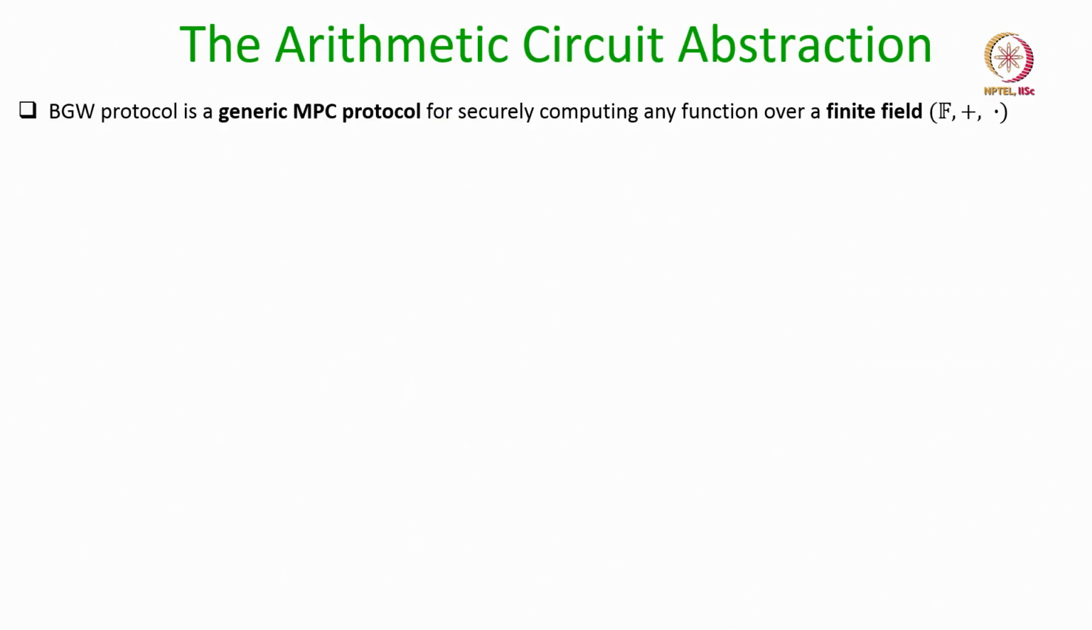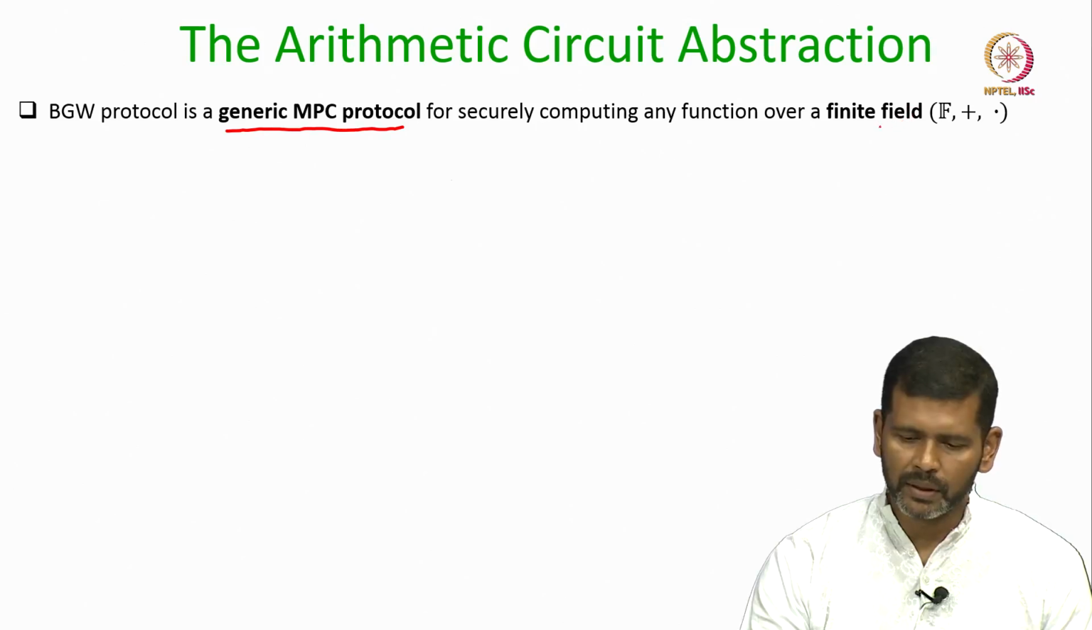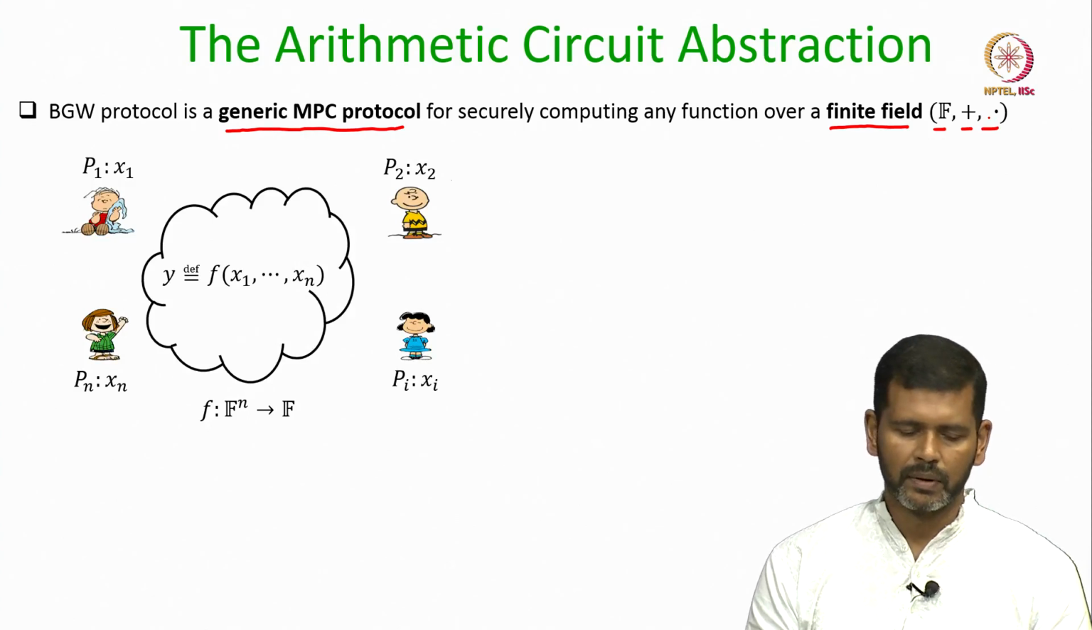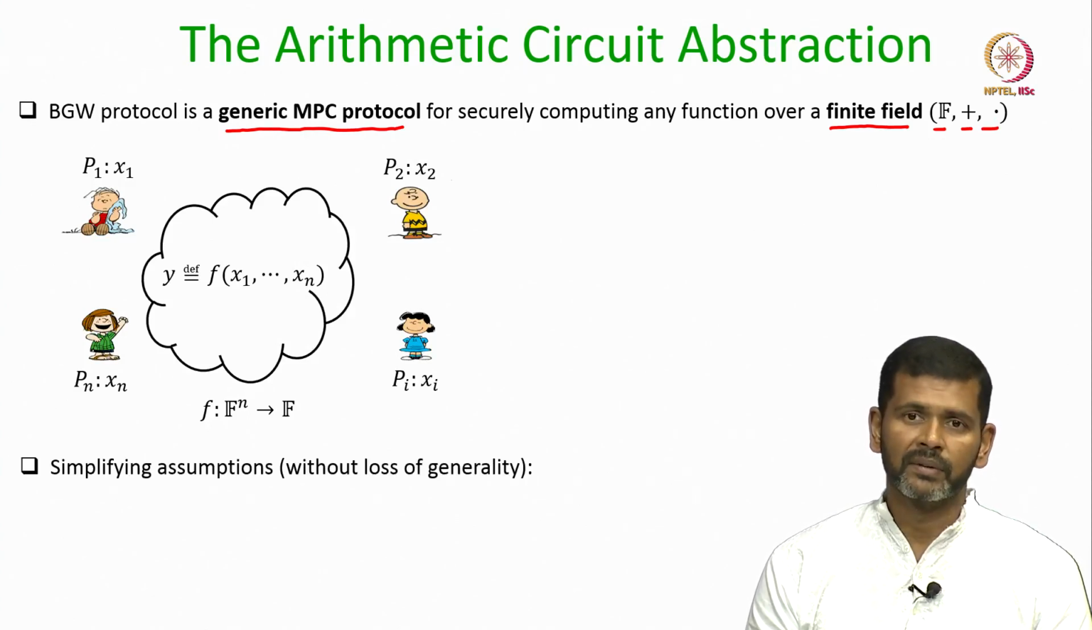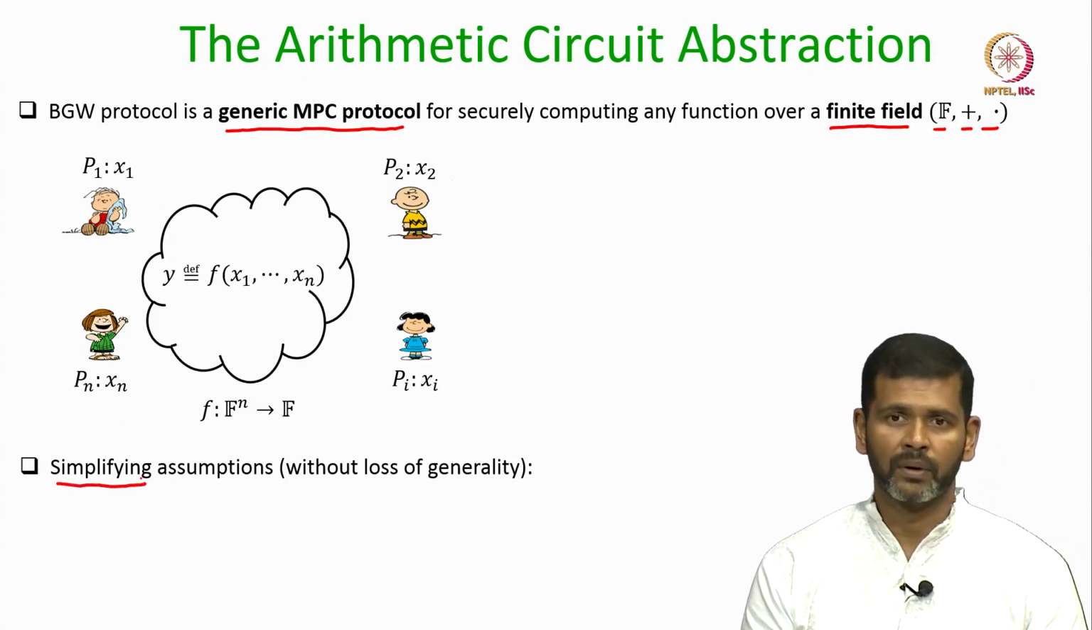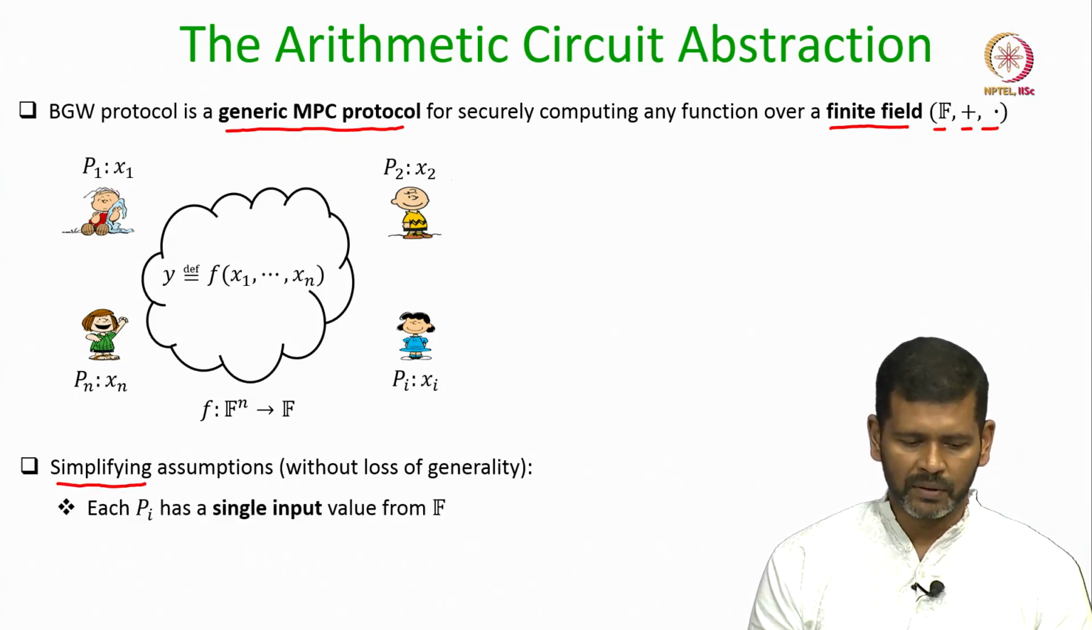So, as I said earlier, the BGW protocol is a generic MPC protocol where the underlying function could be any function, and we assume that the function which is to be securely computed is a function over some finite field, with some abstract plus and abstract dot operations. And we make several simplifying assumptions while presenting the BGW protocol. I stress that all these are simplifying assumptions and they hold without loss of generality. Okay, so, what are those assumptions?